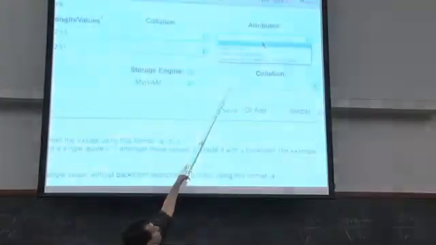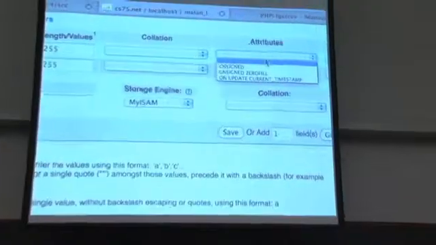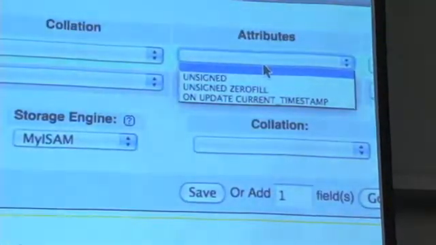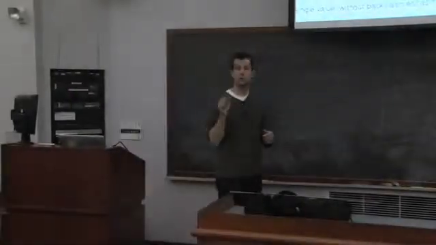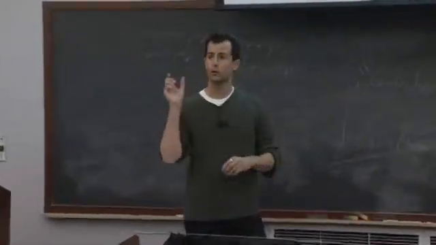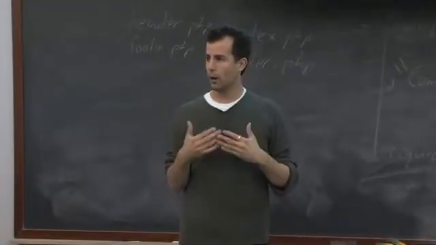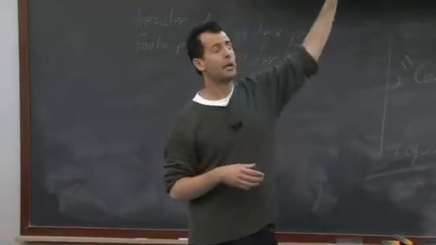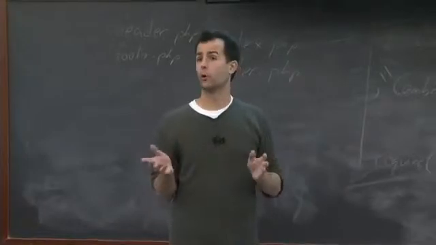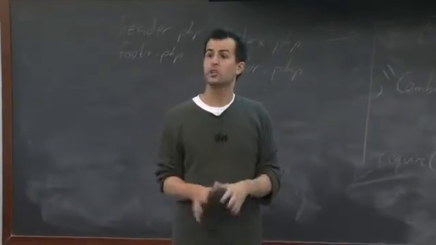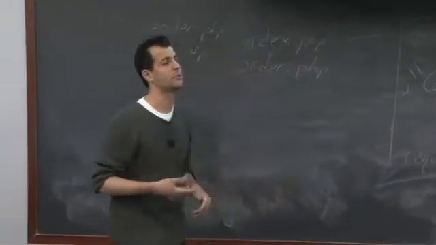Unsigned zero, unupdate current timestamp. The last one is relevant for certain timestamp fields. What's nice in MySQL and a lot of these database engines is you can have another field called last modified or something like that in your table, and anytime you update this row, that timestamp will be automatically updated for you. You don't have to think about doing it in code. It's just a nice feature for data accounting reasons and keeping track of last modification times.